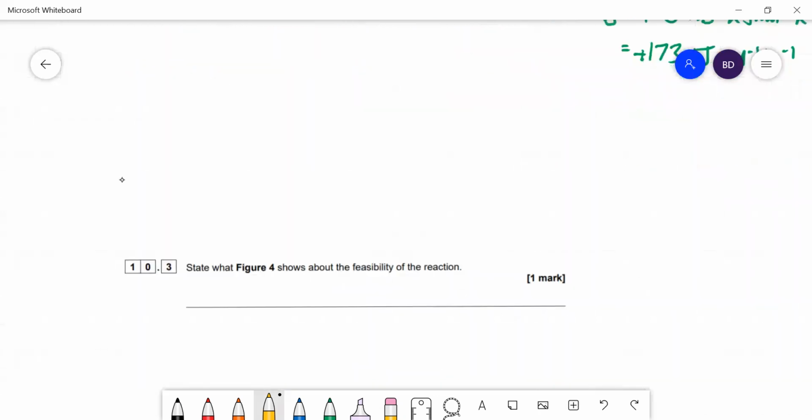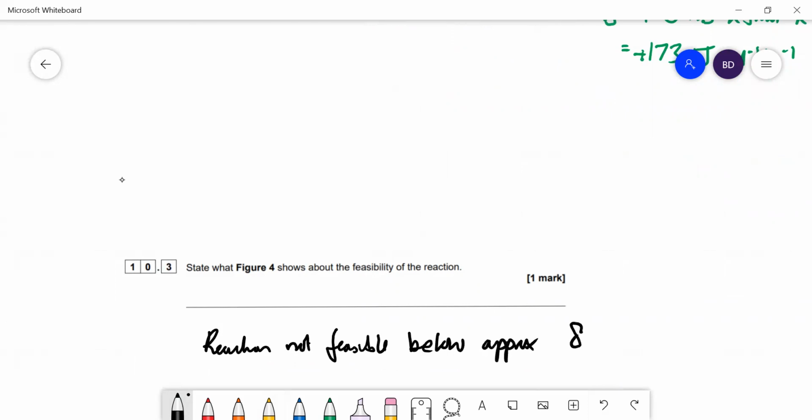The reaction is not feasible below approximately 860 Kelvin. At temperatures higher than that, it should be feasible. Okay, it just says state, it doesn't ask us to explain, so we don't have to say anything more, but that's the answer.